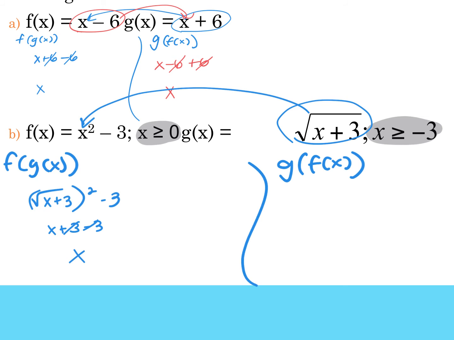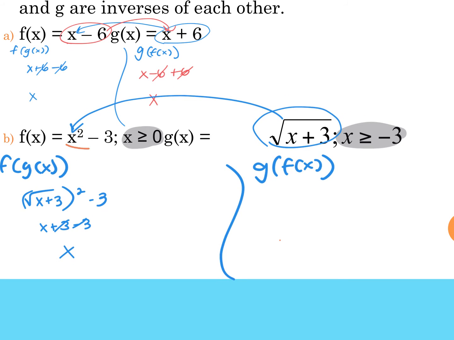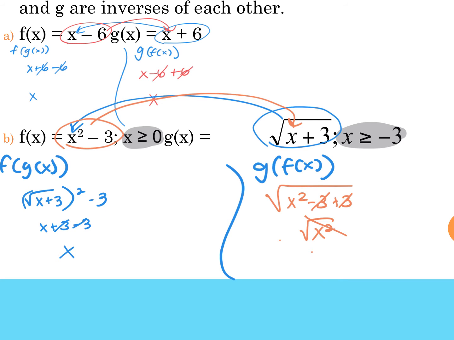Then I go to the next one, and I'm doing the reverse. Take the f of x this time and plug it into g. So I get the square root of x squared minus 3, plus 3. These cancel. Square root and squared cancel, and I get just x. Now in technical rules, it's the absolute value of x, which is where that domain comes into play, but we're not going to worry about it just yet.